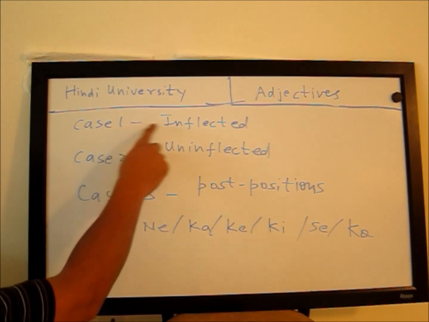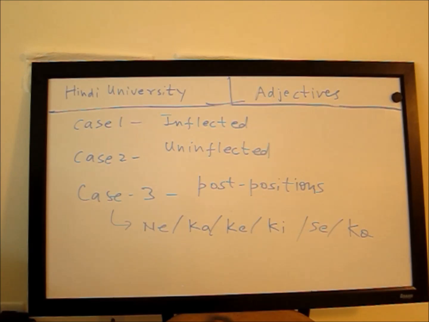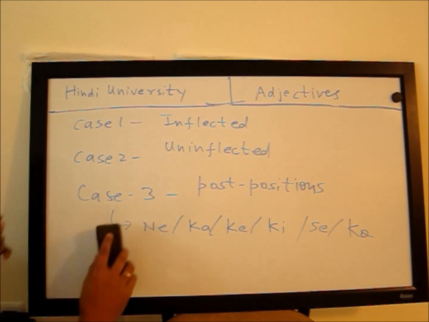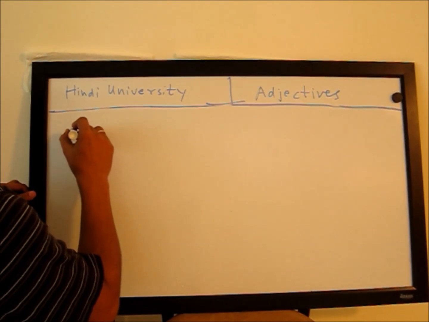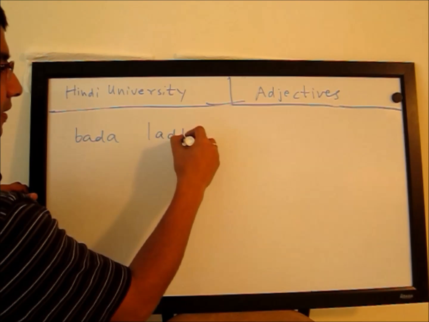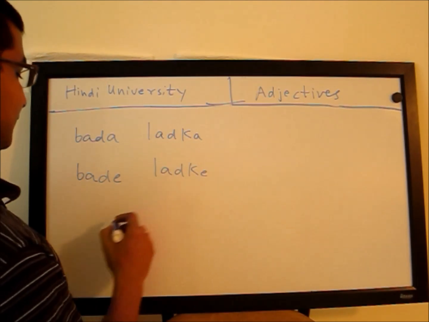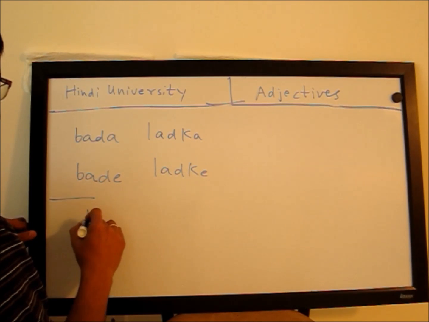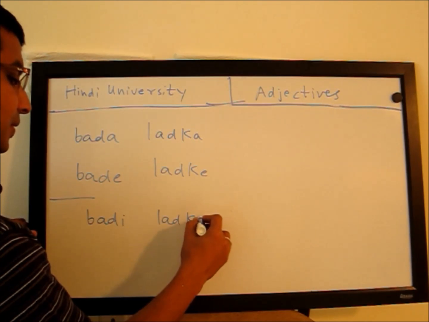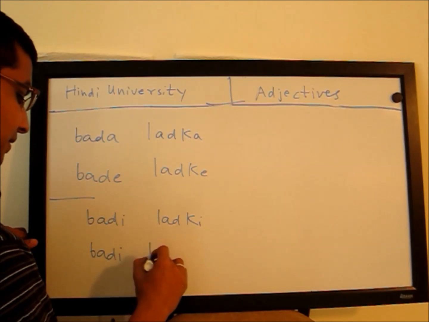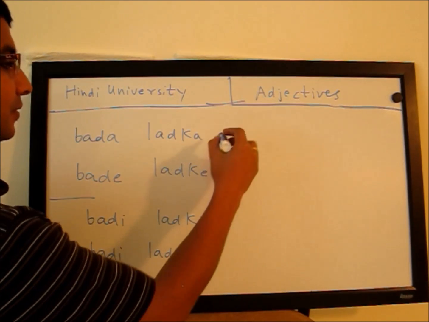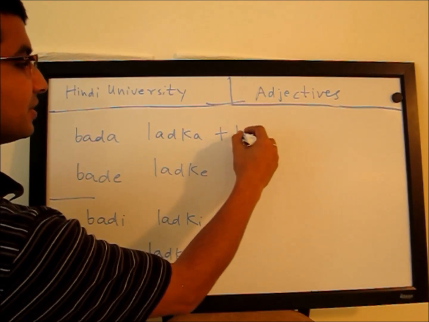So far we have covered case 1, which is inflected adjectives, and case 2, which is uninflected adjectives. Case 3 is when you're using an adjective with a noun and now you're trying to use a postposition. The postpositions are ne, ka, ke, ki, se and ko. So what happens when you try to use postpositions in a sentence? So far we have bada, tall. Bada ladka, bade ladke, masculine singular, masculine plural. Badi ladki, feminine singular. Badi ladkiyan, feminine plural.